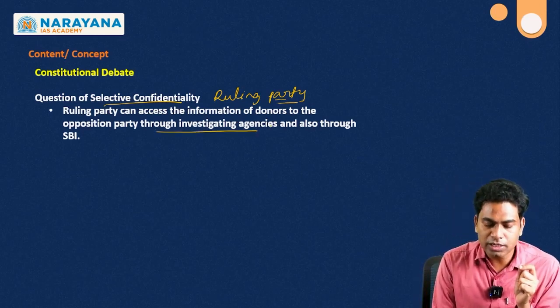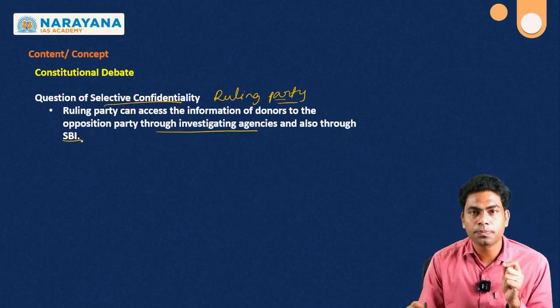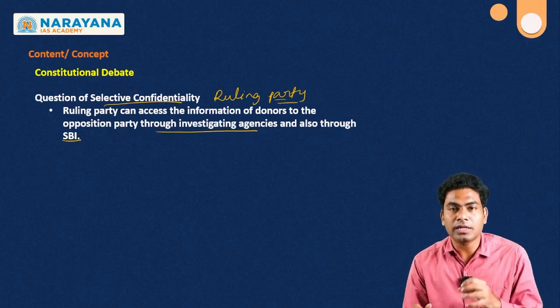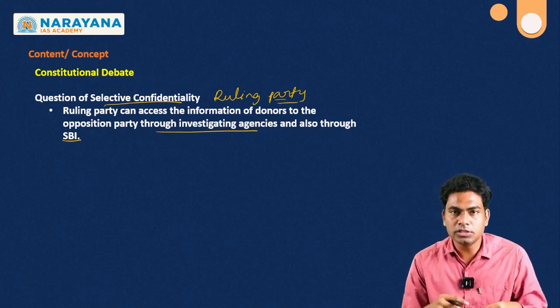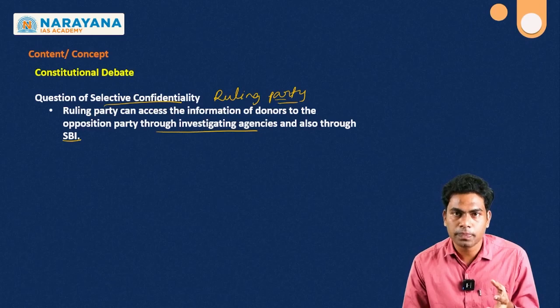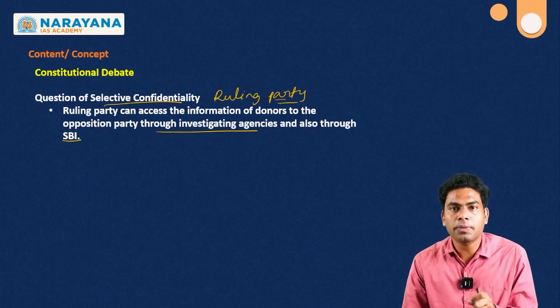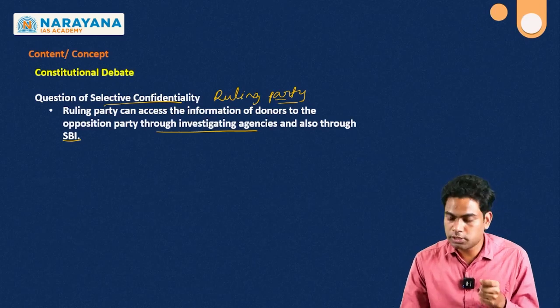It is through investigative agencies and also through SBI. But we have already quoted that the reason for the electoral bond scheme is to promote anonymity. But the ruling party is able to know the names. So that is the issue that has been raised.